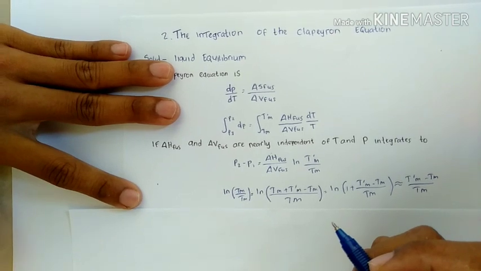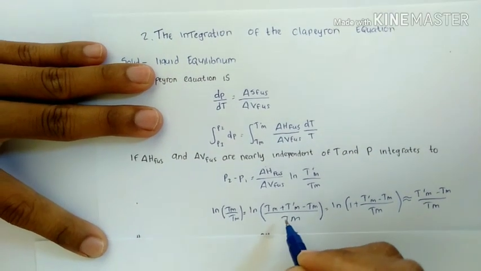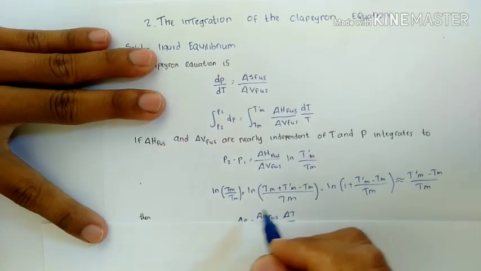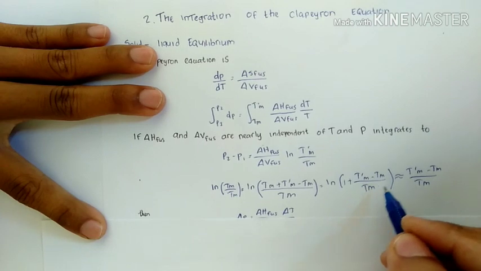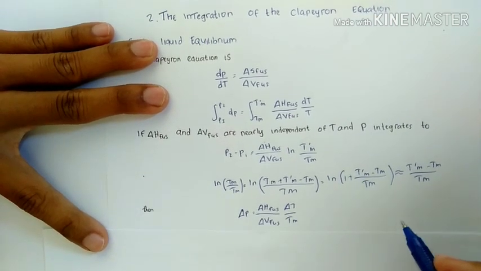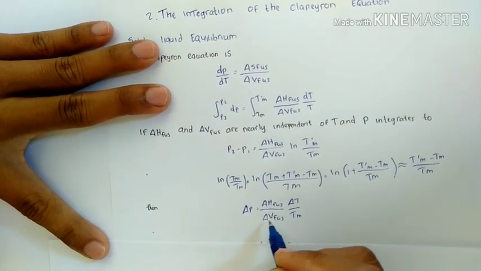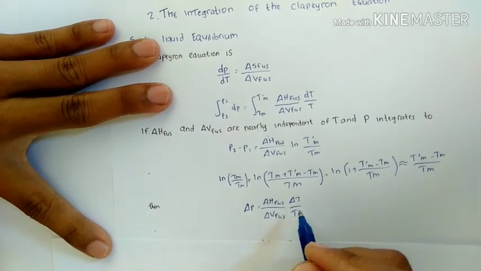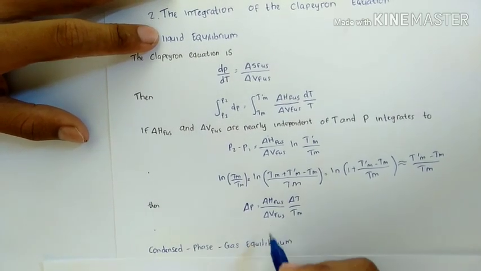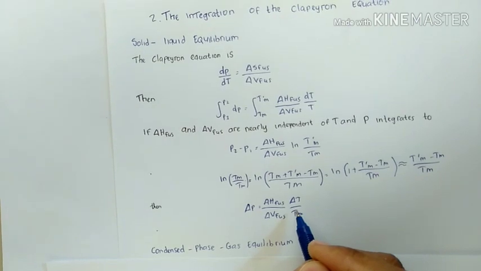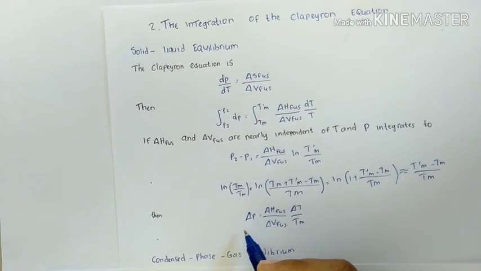The logarithm can be expanded: ln of T divided by Tm equals ln of Tm plus T minus Tm divided by Tm, which equals ln of 1 plus T minus Tm divided by Tm. Then delta P equals delta H divided by delta V times delta T divided by Tm, where delta T is the increase in melting point corresponding to the increase in pressure delta P.